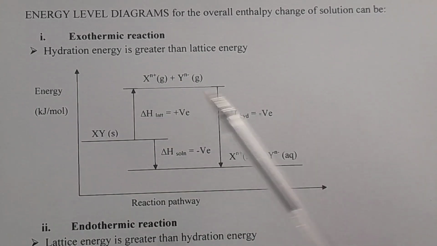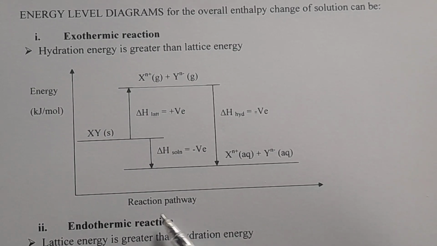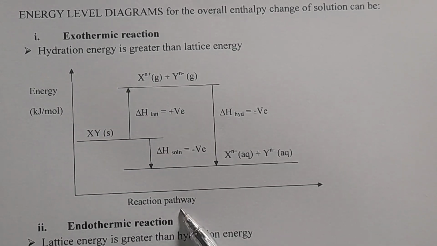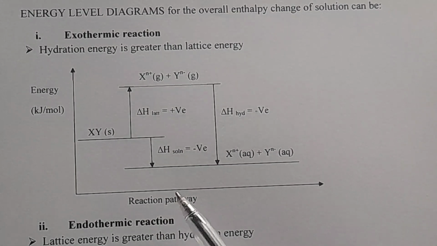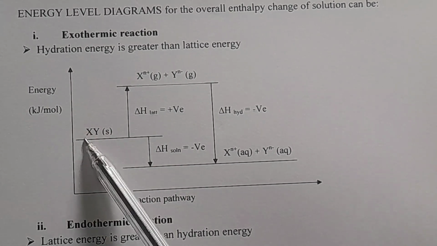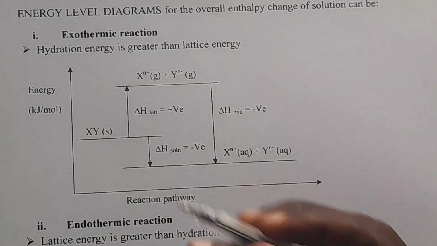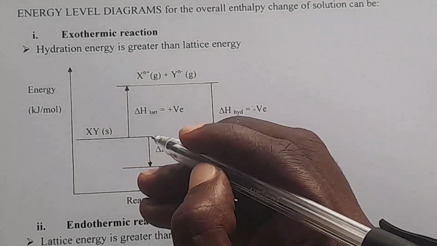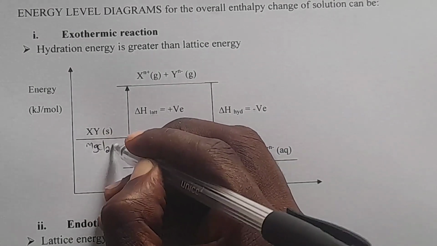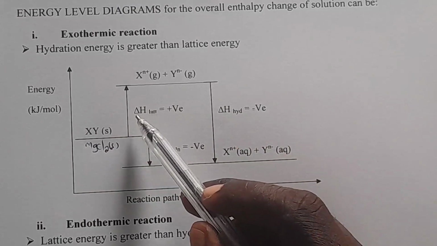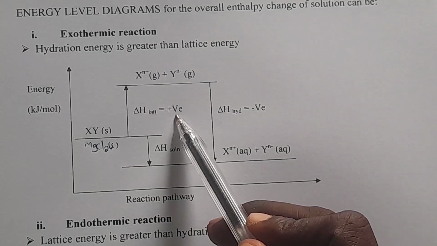This is how it will look. We have energy in kilojoules per mole, and here we have the reaction pathway, or reaction progress, or we can even put reaction path or reaction coordinate. Here we have the solid. This is the ionic compound. For example, if you are dealing with magnesium chloride, this is the ionic compound, it is solid. Up here we have the lattice energy, and lattice energy is positive here.